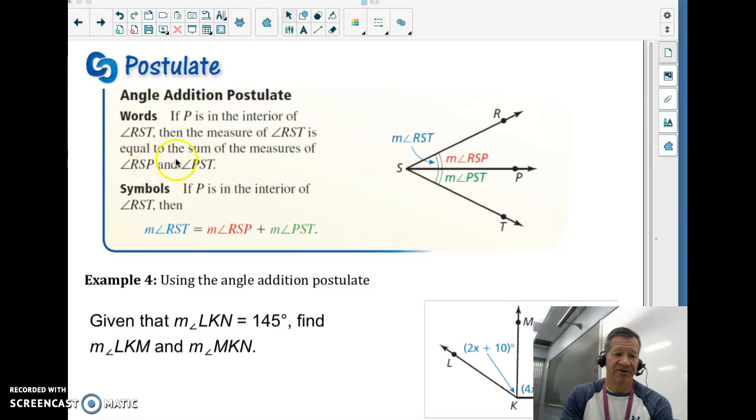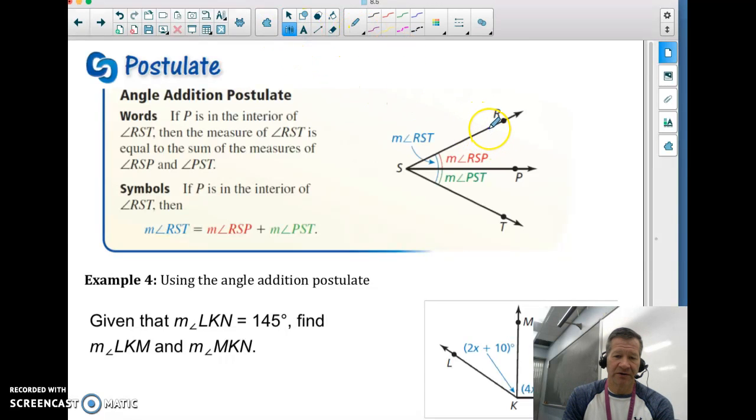So if P is in the interior, then RSP, so this angle that goes from here to there, plus the angle PST, which goes from here to here, these two angles, if we add them together, we get the entire angle from here all the way to there. So hopefully that makes sense to you. This whole gap is equal to the size of this gap plus the size of that gap.